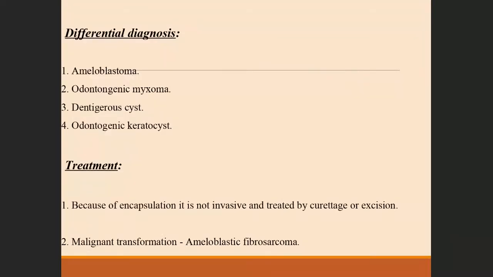Now, differential diagnosis. As I told you, posterior segment, multilocular appearance: ameloblastoma, odontogenic myxoma, odontogenic keratocyst. These are very good differential diagnoses because the site and the radiographic appearance look somewhat similar. When it is associated with impacted tooth, you can think of dentigerous cyst or unicystic ameloblastoma. Now, as you know, this particular tumor is not infiltrative, it is not destructive, it is more or less encapsulated. It is not invasive, so you can treat it by a simple curettage or excision. But you cannot leave it like that because there is a variant called ameloblastic fibrosarcoma.